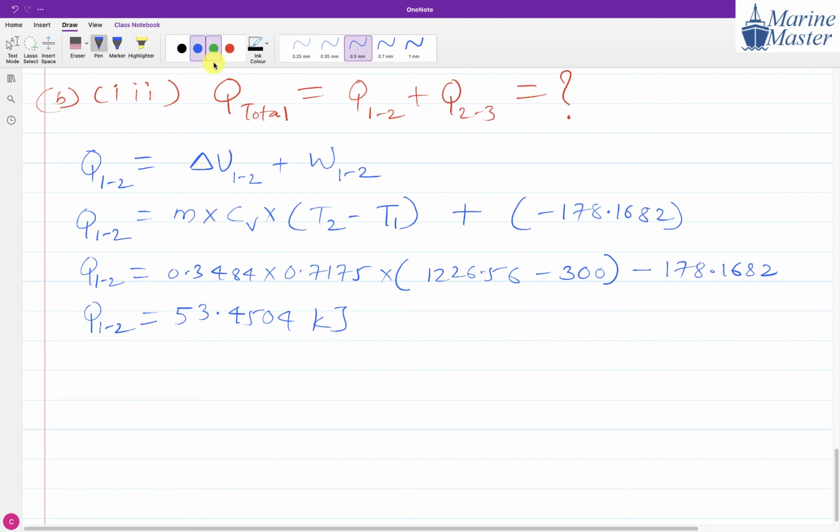What is process 2 to 3? Q2 to 3 is a constant volume process. For a constant volume process, what is the relation we have seen? m Cv (T2 minus T1). Here, since we are going from 2 to 3, we will say m Cv (T3 minus T2). But temperature 3 is unknown. So before going further, write down this discussion up to this point.